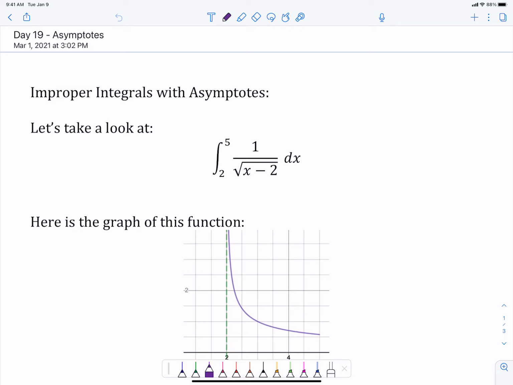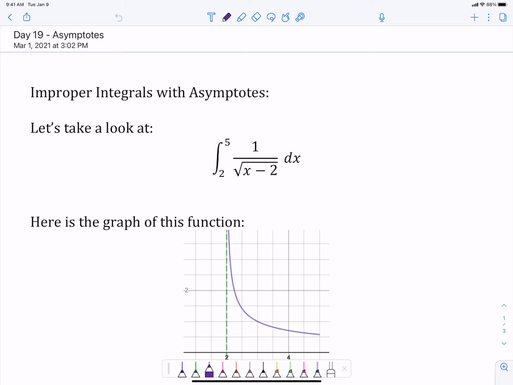In this video, we want to take a look at a slightly different type of improper integral, one that's not quite as obvious when you first look at it as the ones where you have one of your limits of integration being infinity. So this is when we have one of our limits of integration being an asymptote. We can also look at this even further, which we will do in class: what if there's an asymptote inside of our interval that we're integrating over?